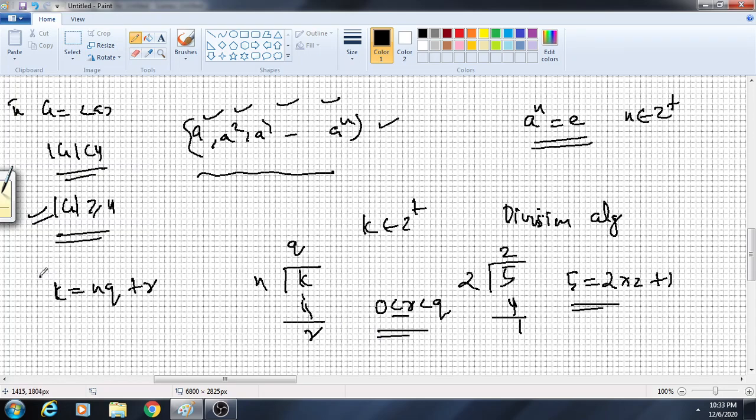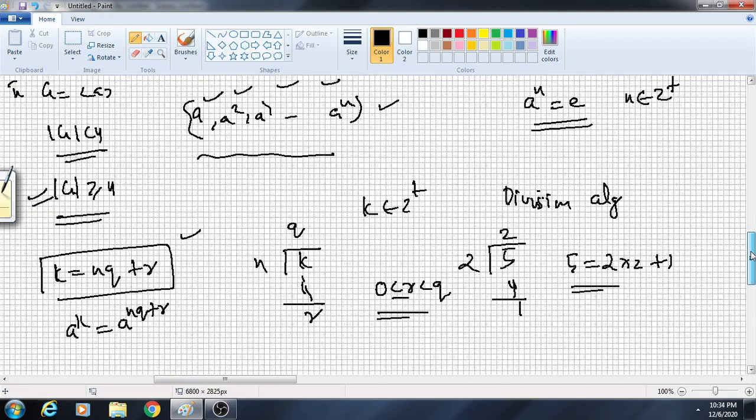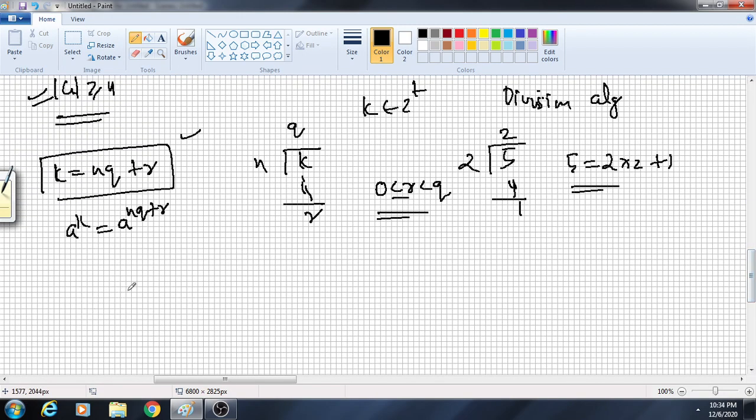So if I take any positive integer, this k can be written as some multiple of n plus r. If I consider a raised to k, what will I get? Since k is nq plus r, it is a raised to nq plus r. This is a raised to nq into a raised to r because of the exponent rules. So this is a raised to n, the whole raised to q, into a raised to r.